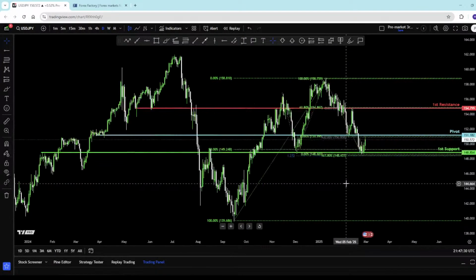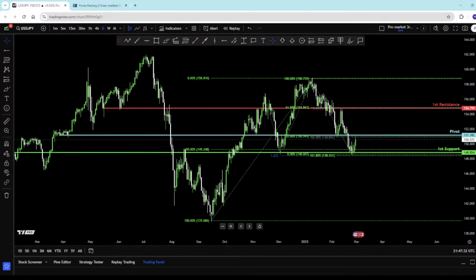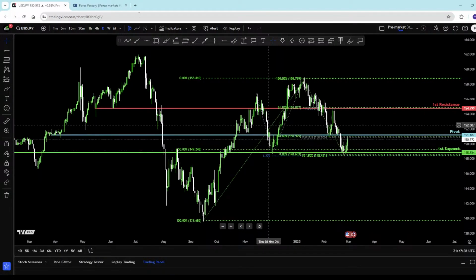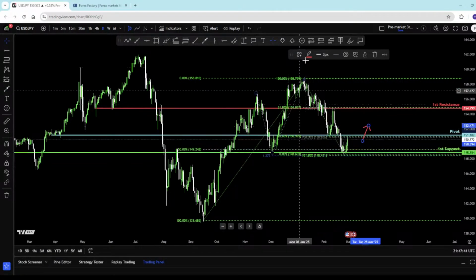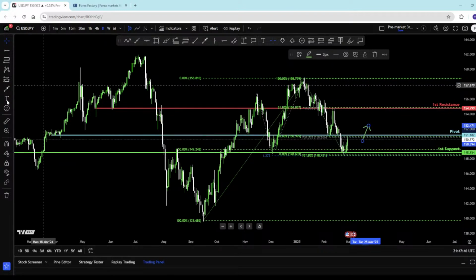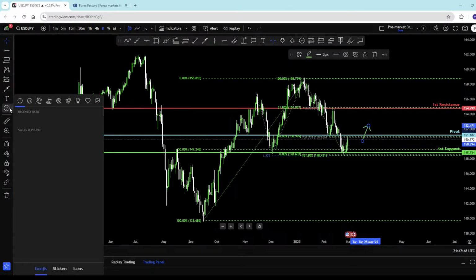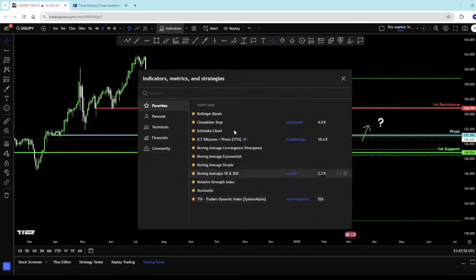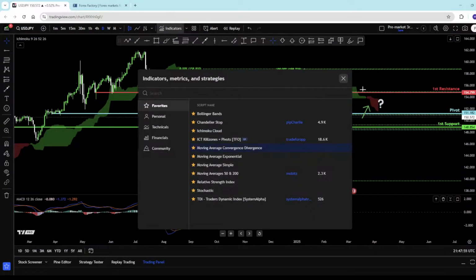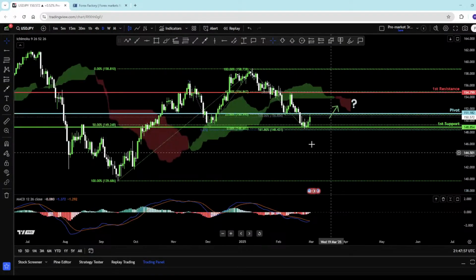I think that's all the levels we have. Yeah, I would go long as well. So I'm expecting prices to push above that pivot, and maybe head towards that first resistance. But let's look at some indicators first to see if they support our analysis, because the recent drop, yeah.